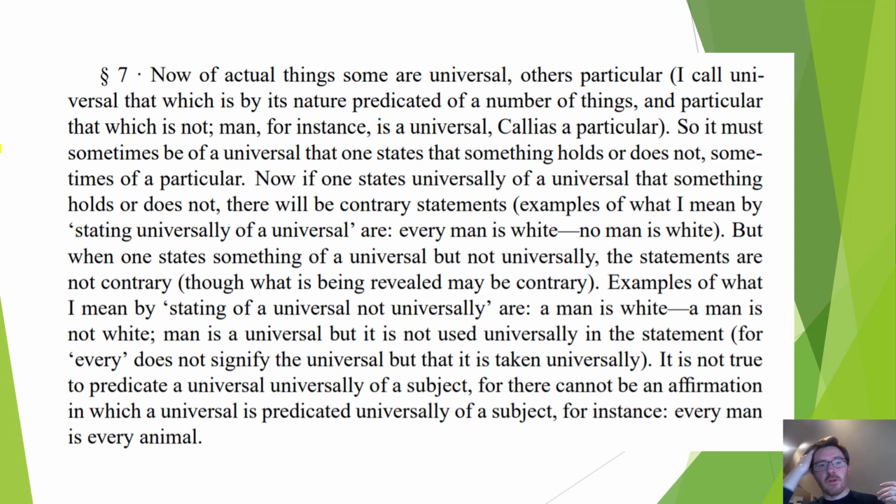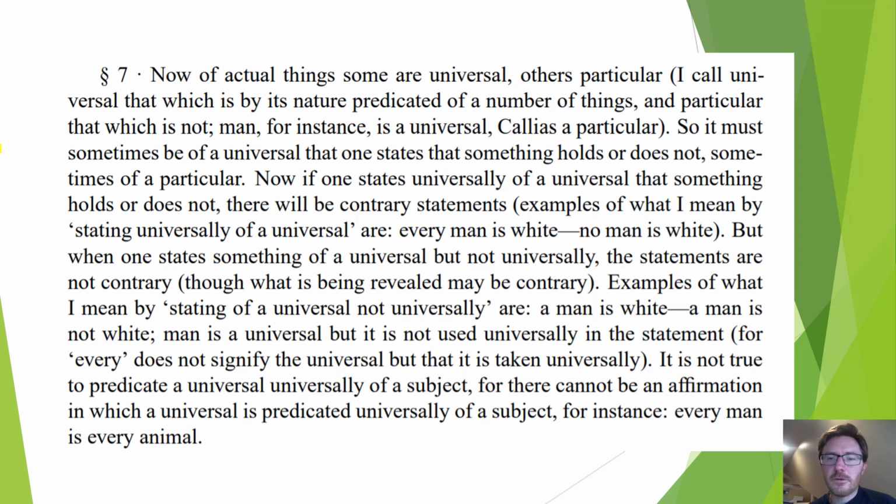Notice we're talking about a universal, the universal concept of cookie. But by picking out a cookie has chocolate chips, we're saying there is at least one thing that falls under this category of universal that has this property.